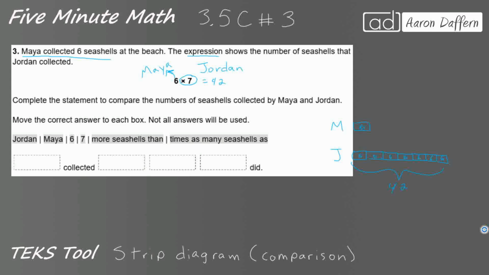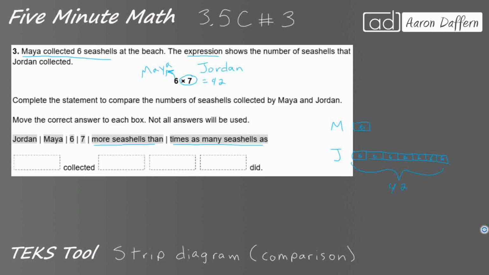But that's not what the question is asking for. Now we need to describe it with words. Okay? So what we're going to do is we're going to put Jordan or Maya in this first box. Blank collected blank, blank, blank did. Seems kind of confusing, but let's think about what we did. Look at our words right here. More seashells or times as many as.